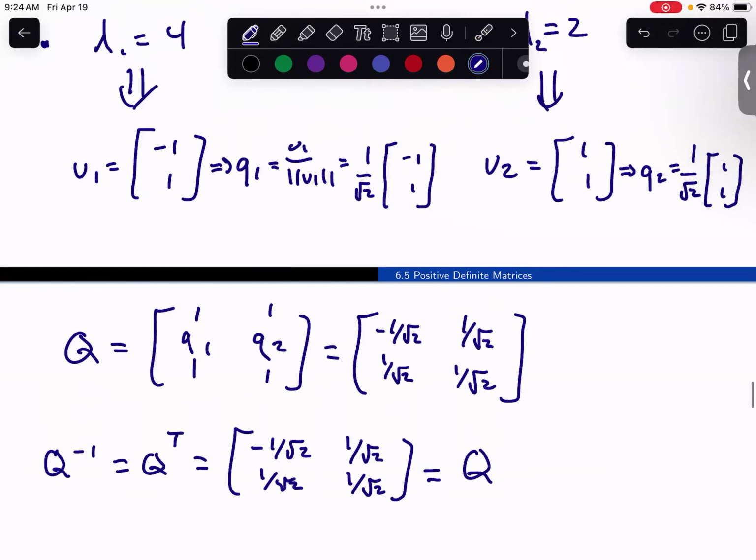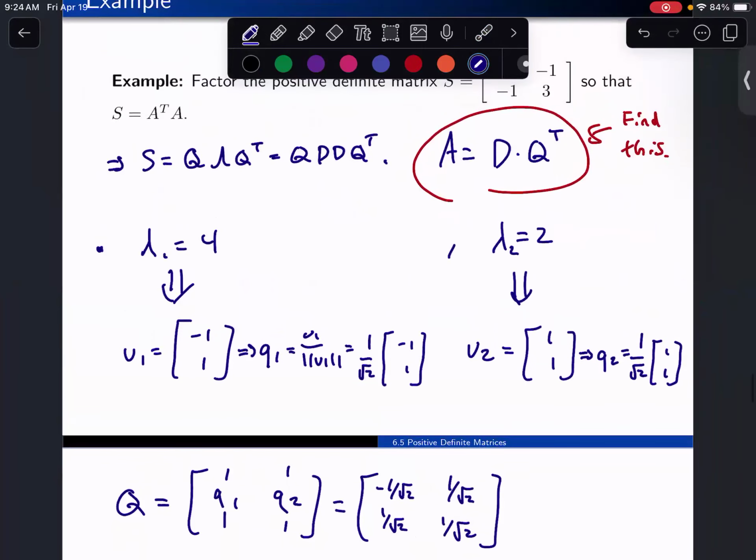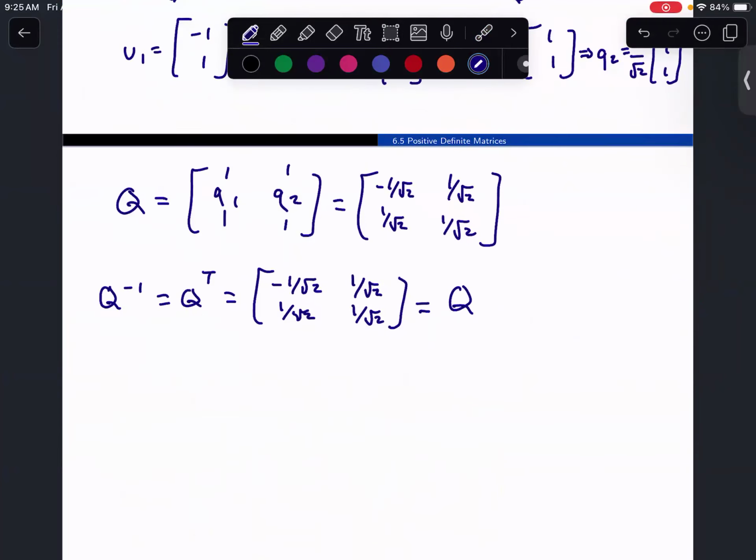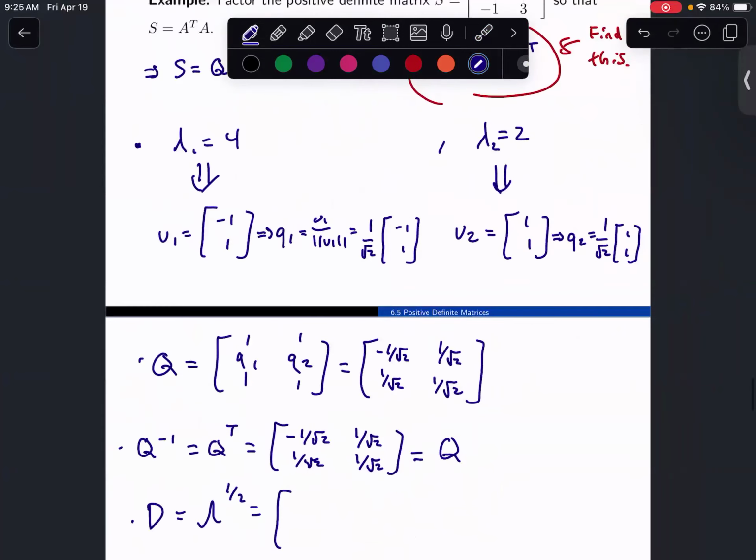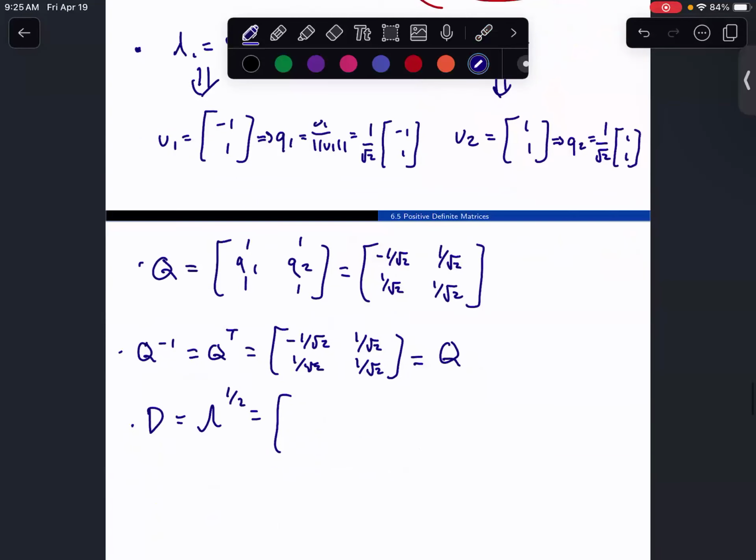Oh, let me do one other thing. We said what Q was, but we didn't find what D was equal to. D is like the easiest part, right? So D is just equal to the square root of lambda. So we have Q. Q is the hard part. D is the easy part. So D is equal to lambda to the 1/2 power. Lambda is just the diagonal matrix where the entries are the eigenvalues. So we have 4 and 2. So this is the 4, 0, 0, 2 to the 1/2 power. This is just equal to 2, 0, 0, square root of 2.